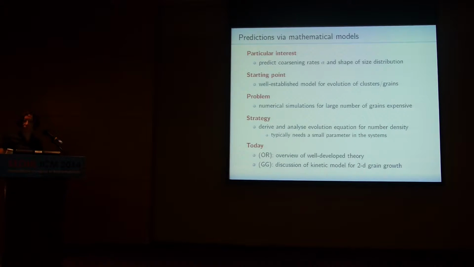So from the point of view of application, one is interested in predicting the coarsening rates and also the shape of the size distribution. But I think it's also very interesting from a theoretical point of view to understand when, and if so, why we get this universal long-time behavior. The starting point, in both of the examples I'm going to discuss, is a continuum model for the droplets or grain evolution, but on the level of this model you cannot talk about statistical self-similarity.